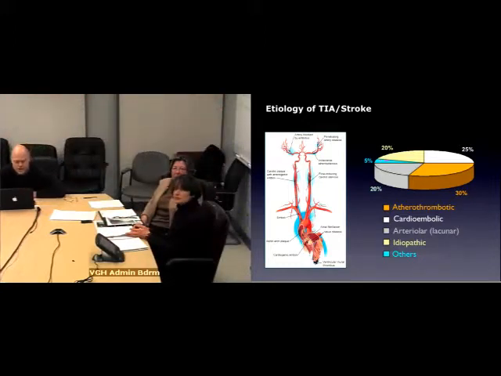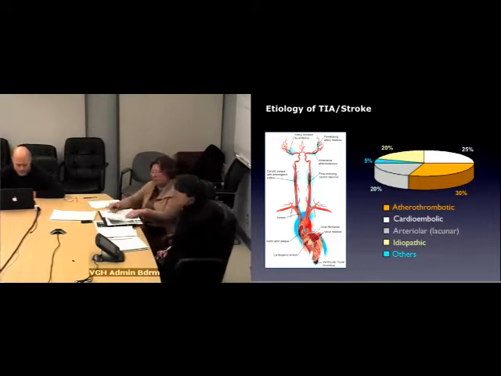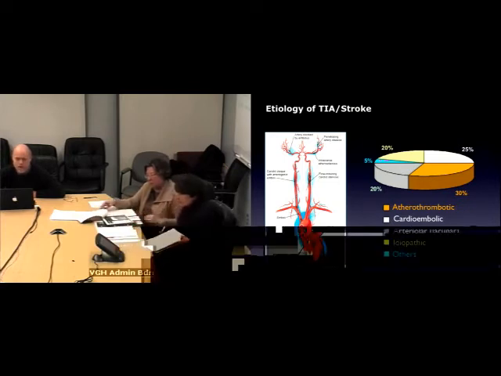That's okay. So this slide gives you a little bit of an idea of the breadth and scope of what we call TIA or stroke. And unlike in the coronary circulation, where there's not much of a repertoire, in the brain there's a lot of different ways that things can go wrong, manifesting as a TIA or stroke.